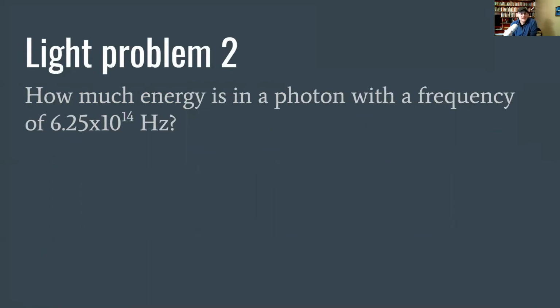For problem number 2, we're actually going to use the answer from the previous problem. Now what we're going to figure out is how much energy is in a photon with a frequency of 6.25 × 10^14 hertz.